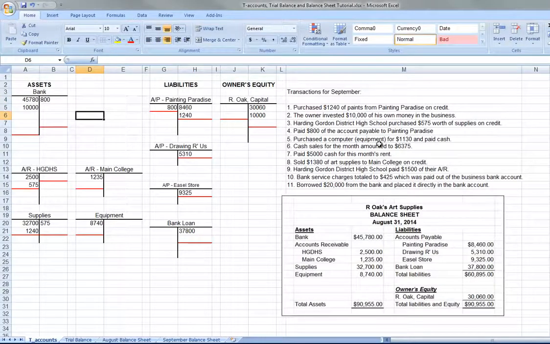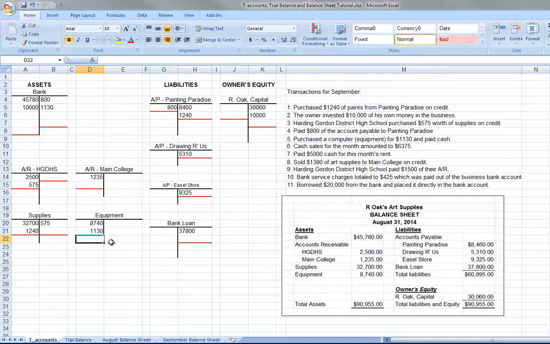Purchased a computer, which we'll call equipment, for $1,130 and paid cash. So $1,130 would be a credit, so the bank account is going down $1,130. I clicked the debit side first, but it's a credit. And so the equipment is going to go up $1,130.